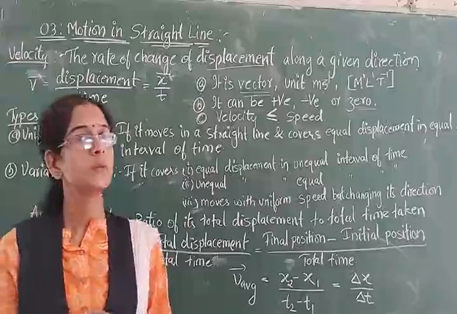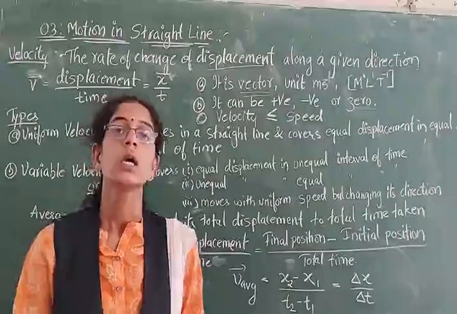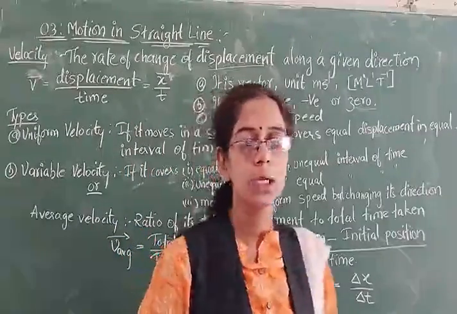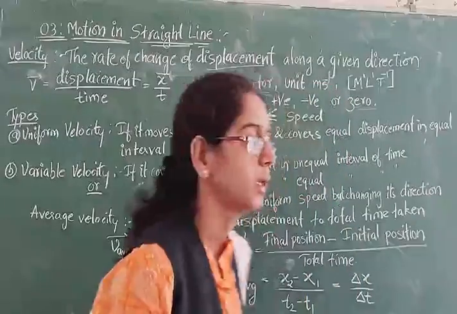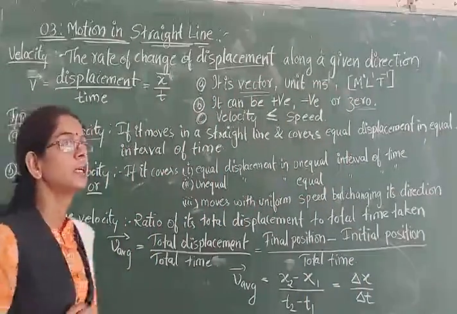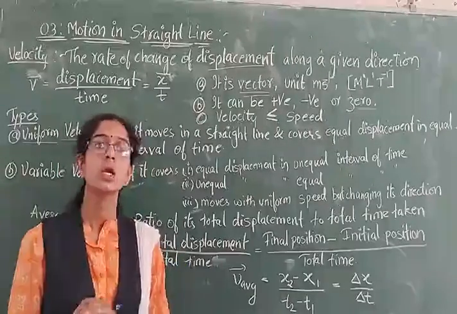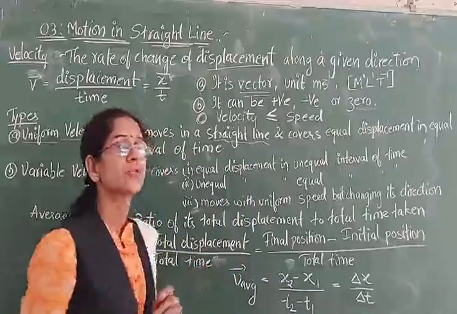Similar to speed, where we have seen uniform and non-uniform speed, here also we are defining similar types of terms. First is known as uniform velocity. So what is meant by uniform velocity? Uniform velocity is the velocity of the object when the object is moving along a straight line.